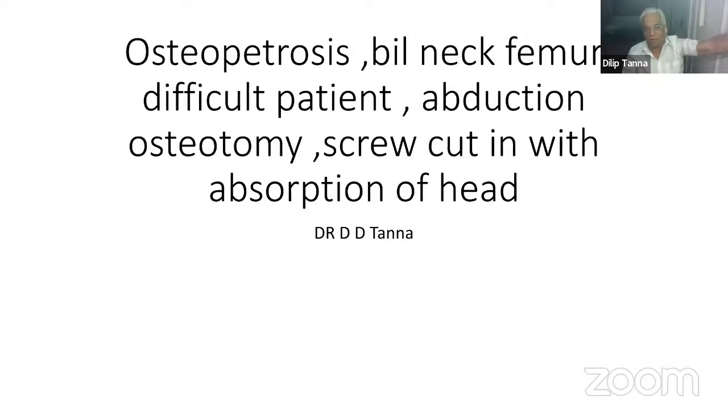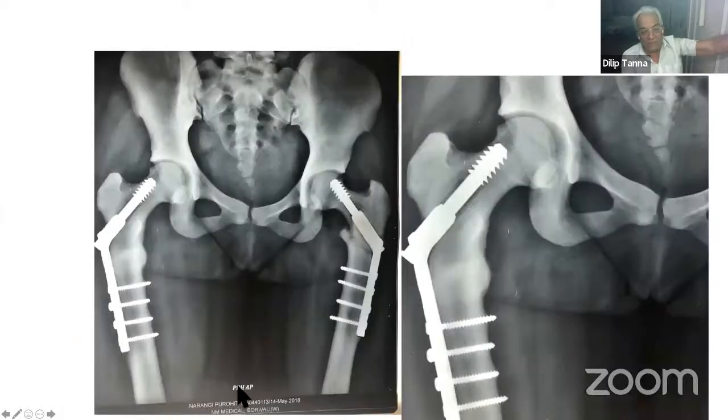Okay, here is an osteopetrosis case. Here is the one. See how I have tried to label it. Osteopetrosis, bilateral neck fever, difficult patient. Now I know difficult patient means that girl and that family. I remember now. Here was the patient who came to me. They were operated upon earlier by somebody, and in order to correct this, they had done the osteotomy. Bilateral osteotomy was done. And this is how she came.